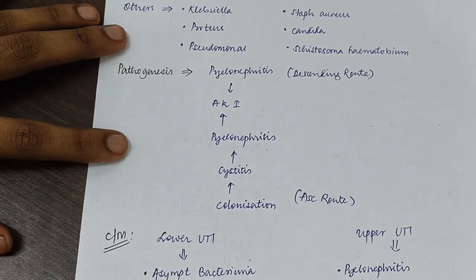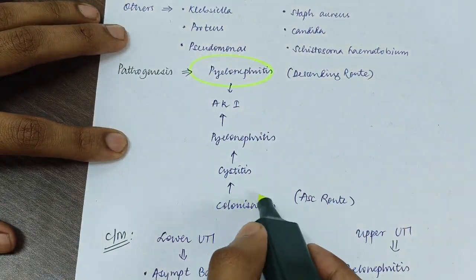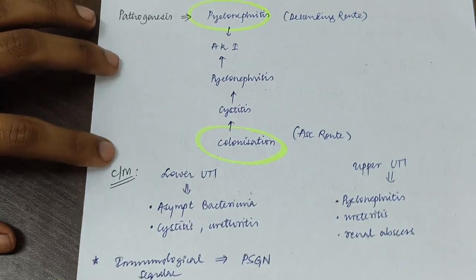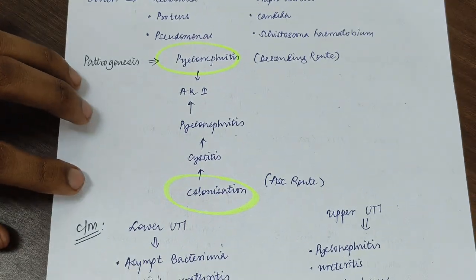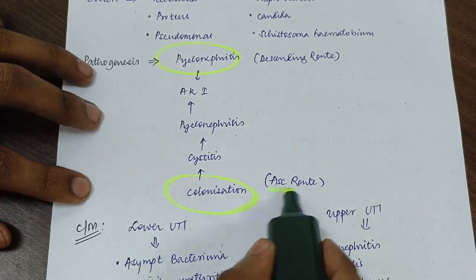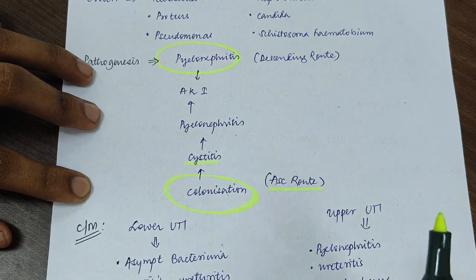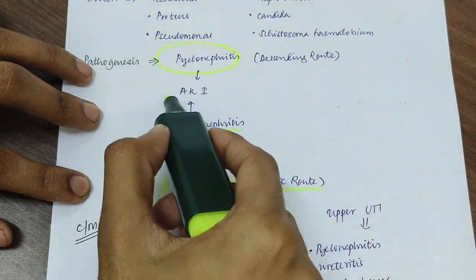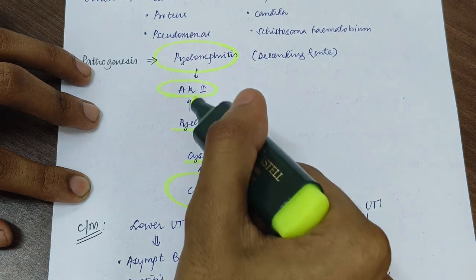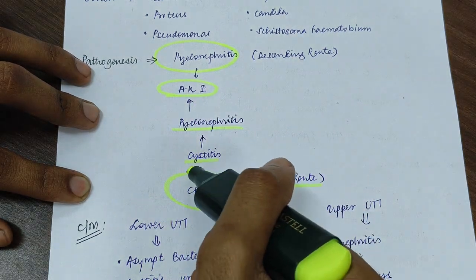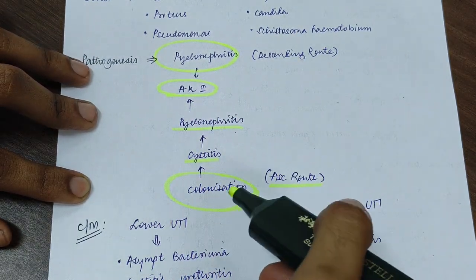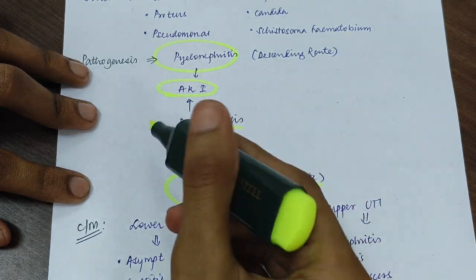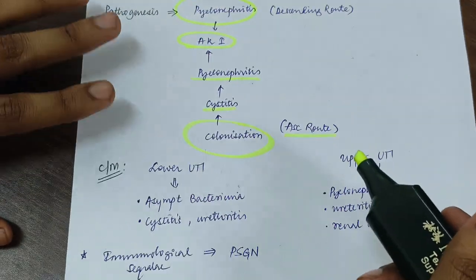Pathogenesis, pyelonephritis is the main here. Here remember colonization. So these are the two things you need to remember. First is pyelonephritis, the other is colonization. Colonization is going upwards towards the bladder, that is cystitis. Then going upward again, that is causing pyelonephritis. But pyelonephritis coming back and causing AKI and coming downwards towards cystitis and colonizing areas, then it is descending. So AKI means acute kidney injury.